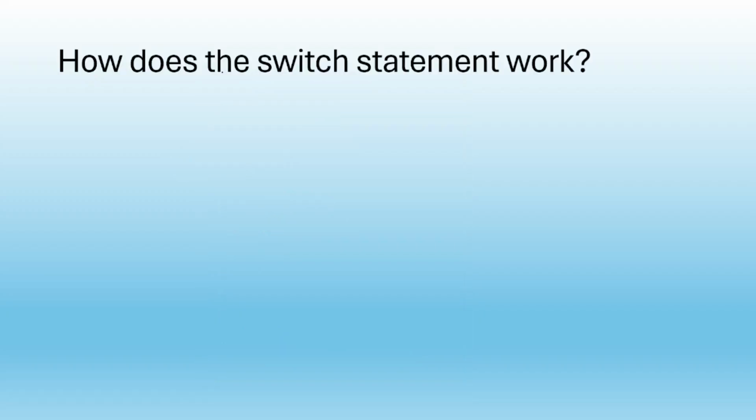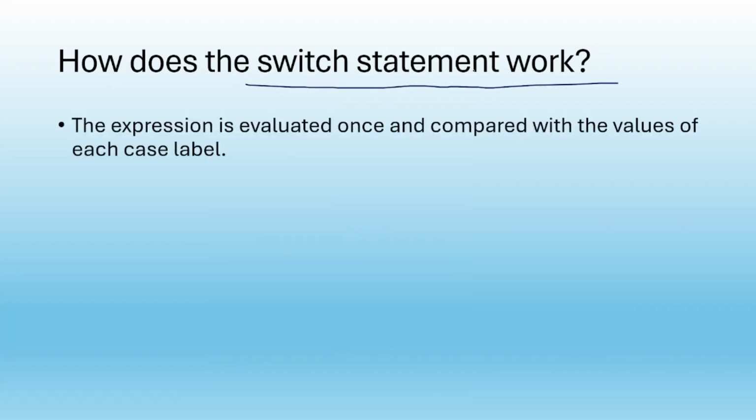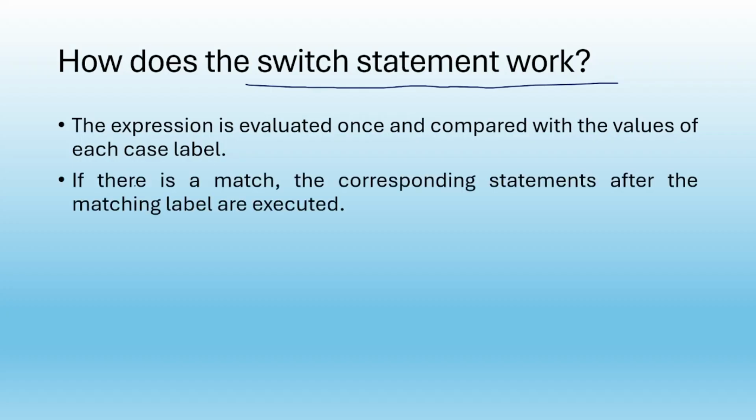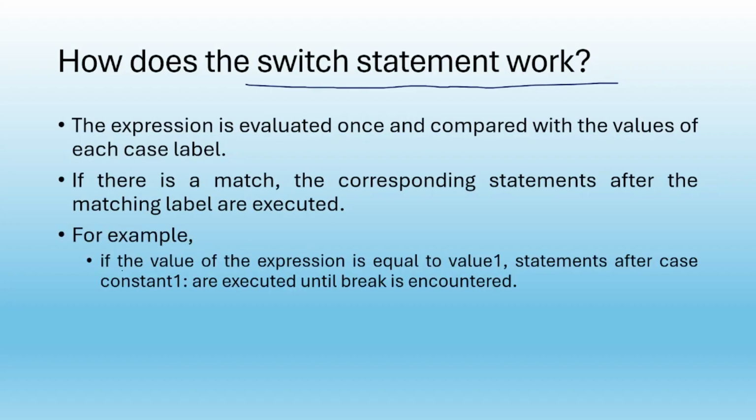Right. Now let's talk about how the switch statement works. Initially, the expression is evaluated once and compared with the values of each case label. That is what I have explained in the syntax. Secondly, if there is a match, the corresponding statements after the matching label are executed. For example, if the value of the expression is equal to value 1, the statements after case value 1 are executed until the break is encountered. Constant 1 is a value 1, right?